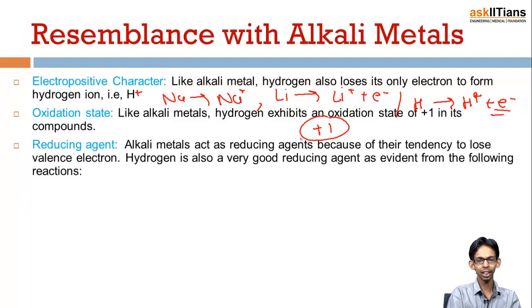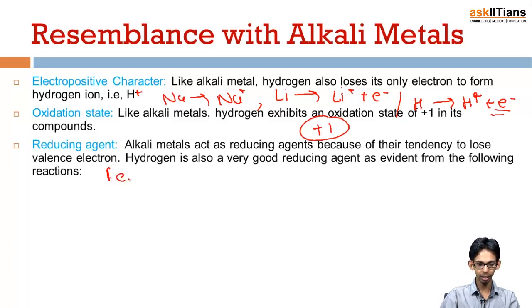Next is reducing character. Alkali metals are metals, that means they can easily donate electrons, that means they can easily oxidize, or we can say they can easily reduce others. So they are good reducing agents. Metals are good reducing agents, and just like alkali metals, hydrogen is also a very good reducing agent. An example is from here.